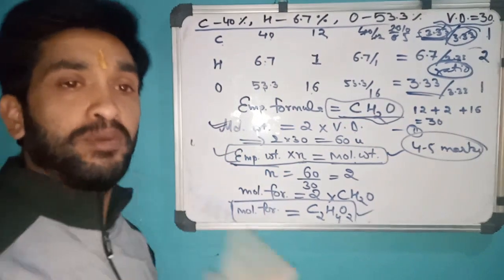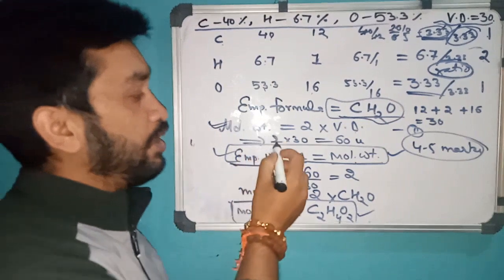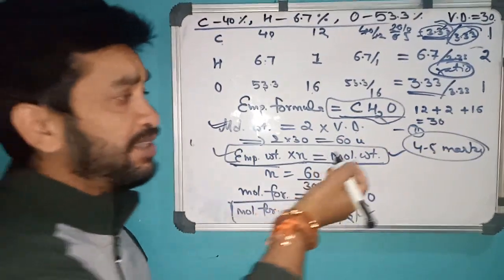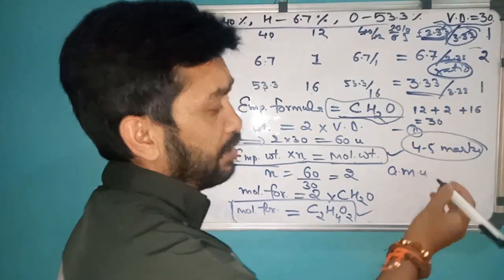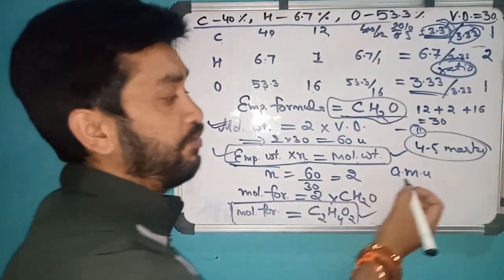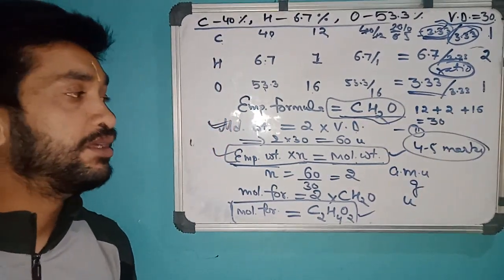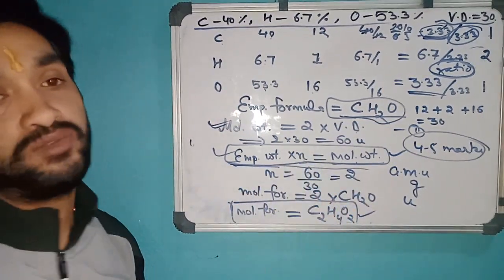Now molecular weight can be calculated with the help of vapor density. How? Twice the vapor density is the molecular weight, that you have to remember. So twice 30 is giving you 60 U, 60 gram per mole. Here U means unified mass. Earlier we used to use AMU, atomic mass unit. Somewhere we use gram, and mostly now we use U. U means unified mass.